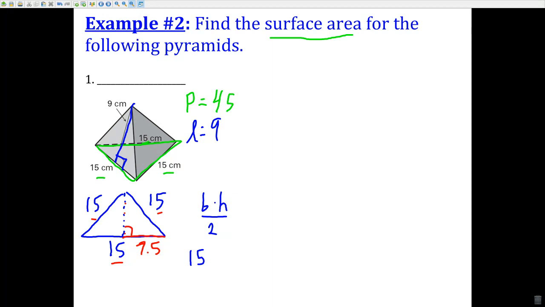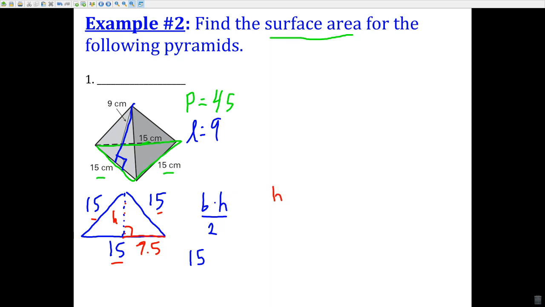Uh-oh, look at that. I know that's a right angle, right? Looks like I can use the Pythagorean theorem. Hey! And that's going to get us the h, which is then going to finish the formula, and then we can punch it into the final surface area formula. Okay, so let's go find h.